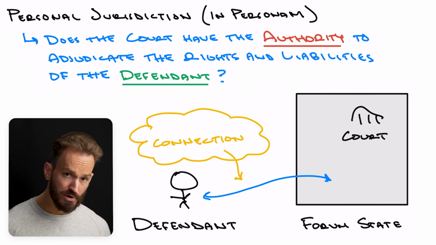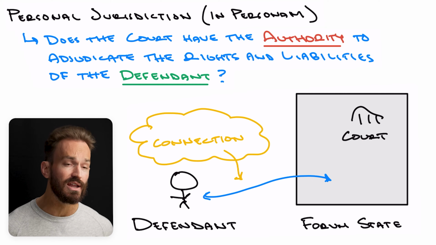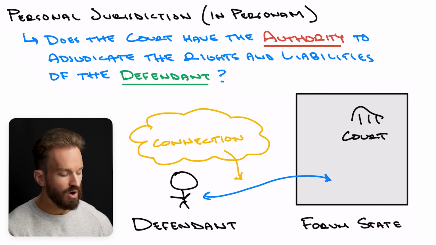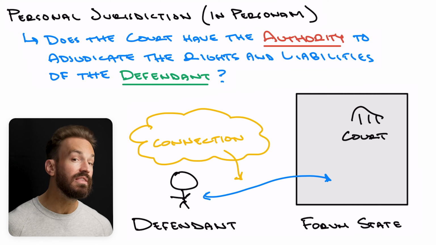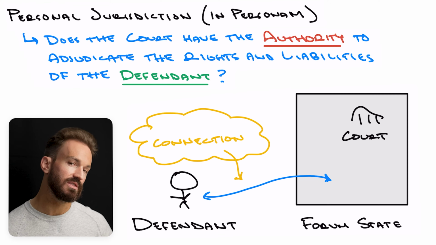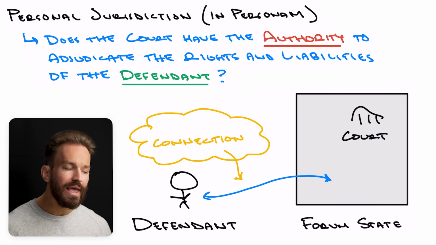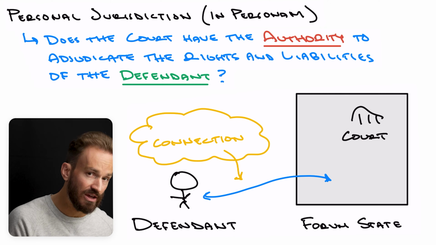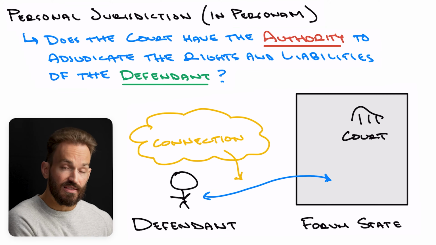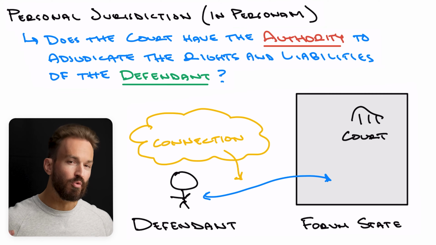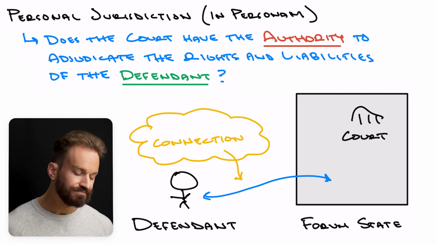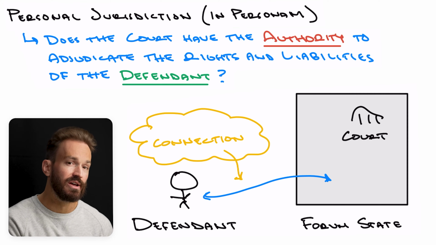Essentially, in all of our personal jurisdiction cases that we read in law school, what we're getting at is the question of, okay, we understand we need a sufficient connection between the defendant and the forum state. Well, when is a connection sufficient? That is what Pennoyer v. Neff is exploring. That's what all of your cases in personal jurisdiction will essentially be exploring. When is that connection sufficient?